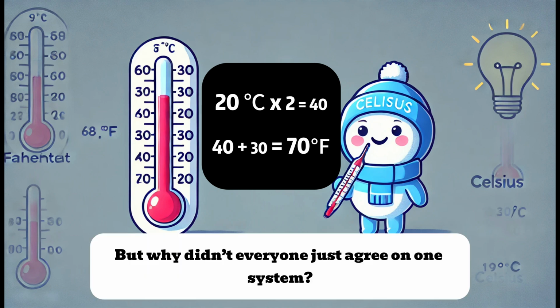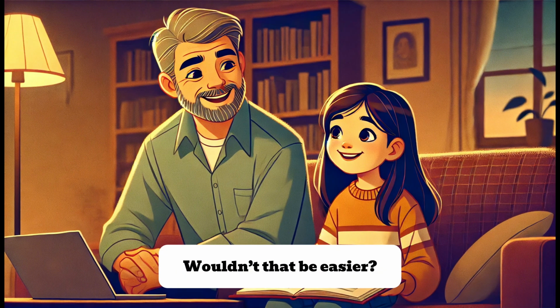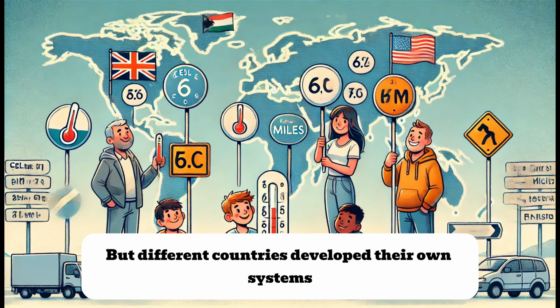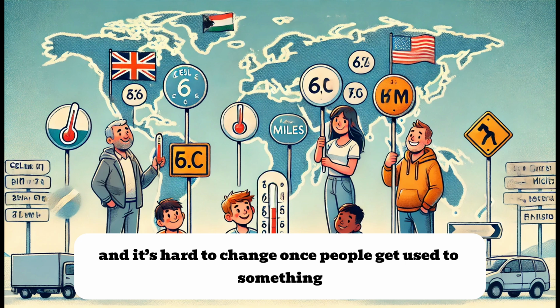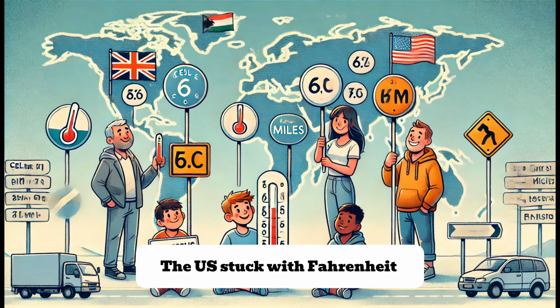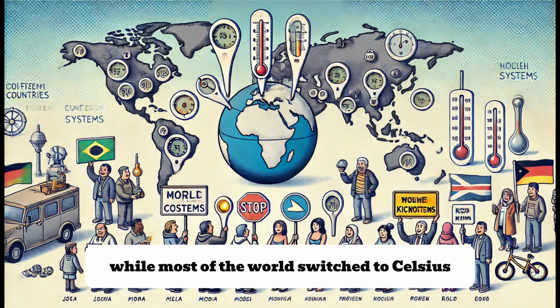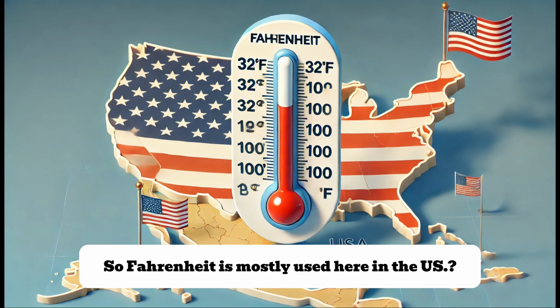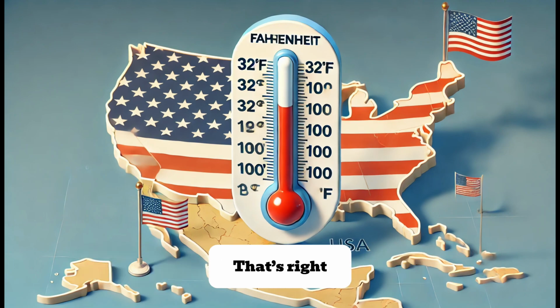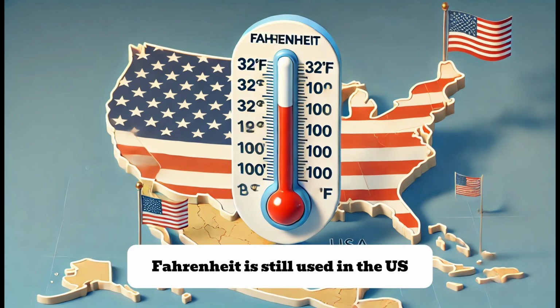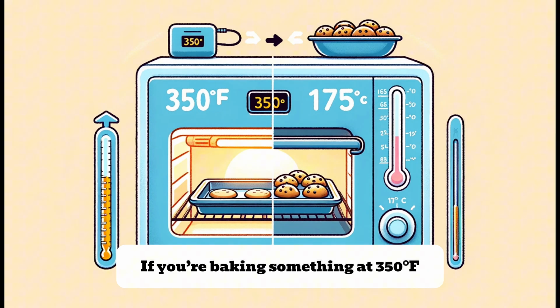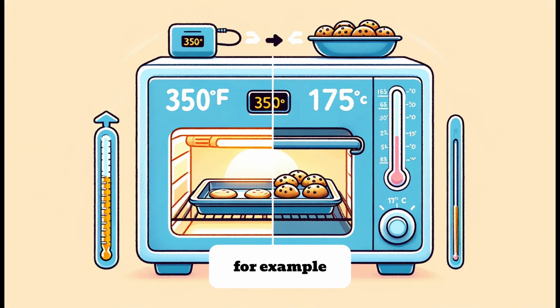But why didn't everyone just agree on one system? Wouldn't that be easier? You'd think so. But different countries developed their own systems, and it's hard to change once people get used to something. The US stuck with Fahrenheit while most of the world switched to Celsius because Celsius is easier for scientific calculations. So Fahrenheit is mostly used here in the US? That's right. Fahrenheit is still used in the US for things like weather forecasts and cooking. If you're baking something at 350 degrees Fahrenheit, for example, that's about 175 degrees Celsius.